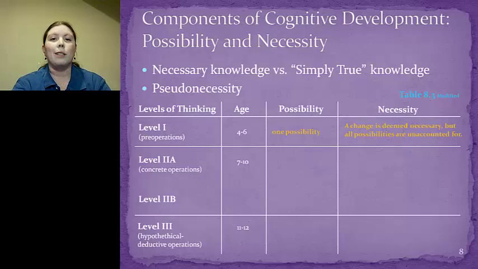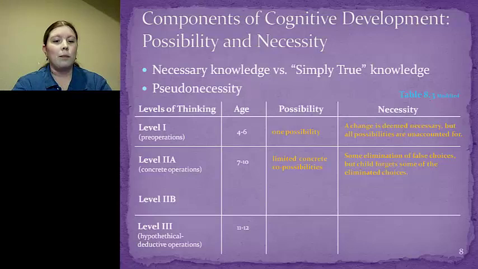Level 2A thinkers can generate some concrete co-choices, such as hidden cube sides that are white, yellow, green, red, and purple. Level 2B thinkers can think of some more abstract co-choices, such as the possible sequences of the letters S for sheep, R for rabbit, and C for chicken. During level 2, children can eliminate some false choices, but they forget some of the ones that they've already eliminated.